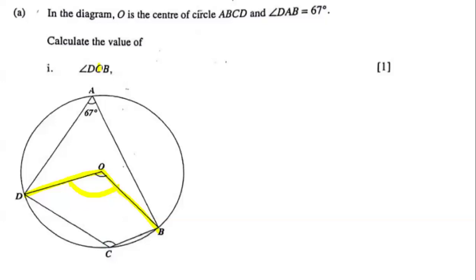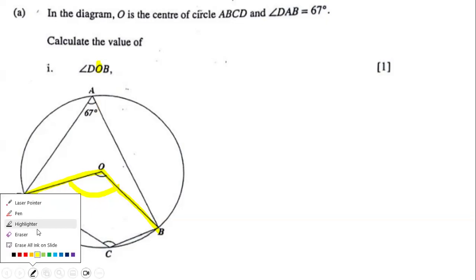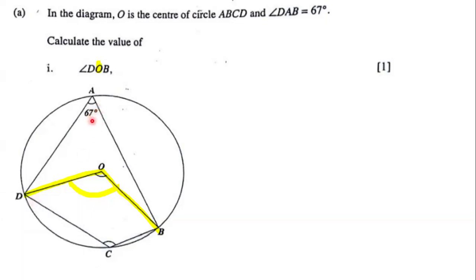We were given that the angle at the circumference is 67 degrees. And our goal is to figure out what is the size of the angle at the center. Again, we know the size of the angle at the circumference, but what is the size of the angle at the center?